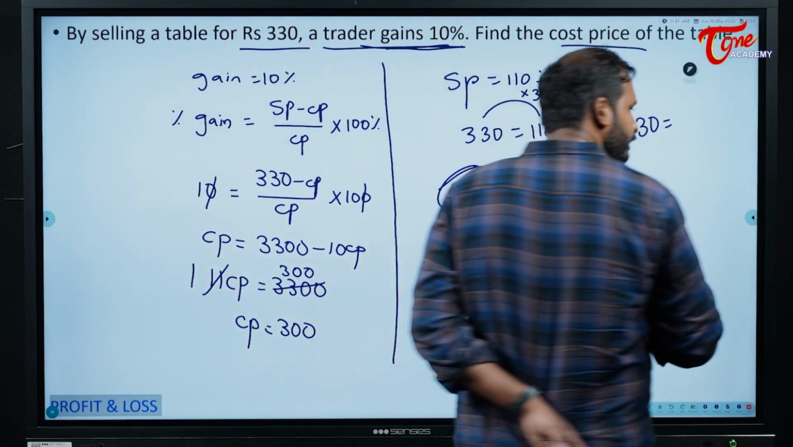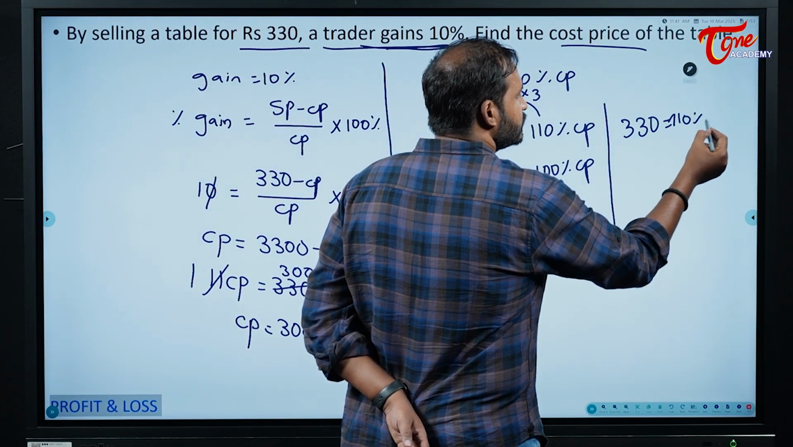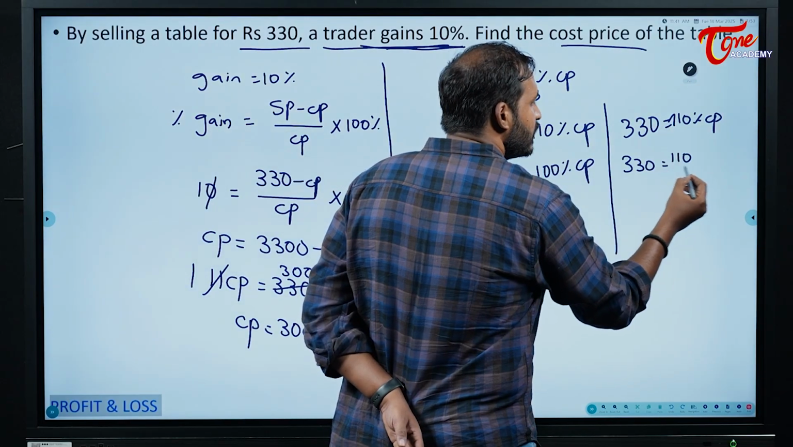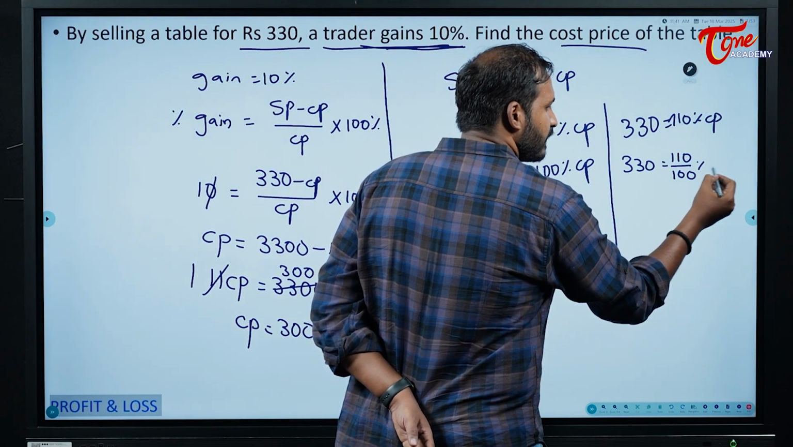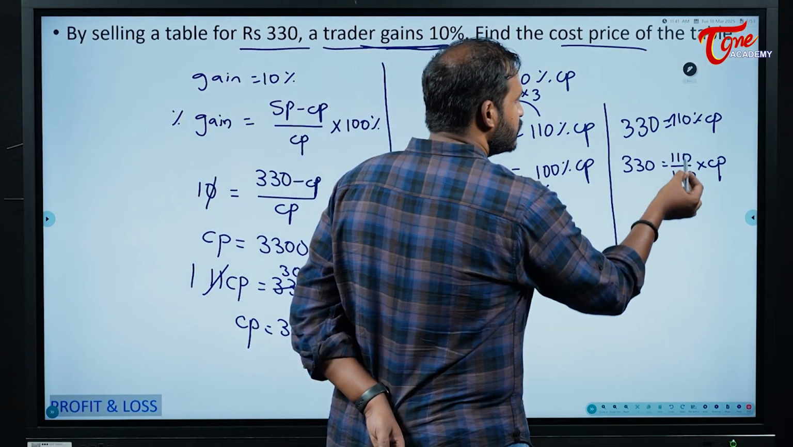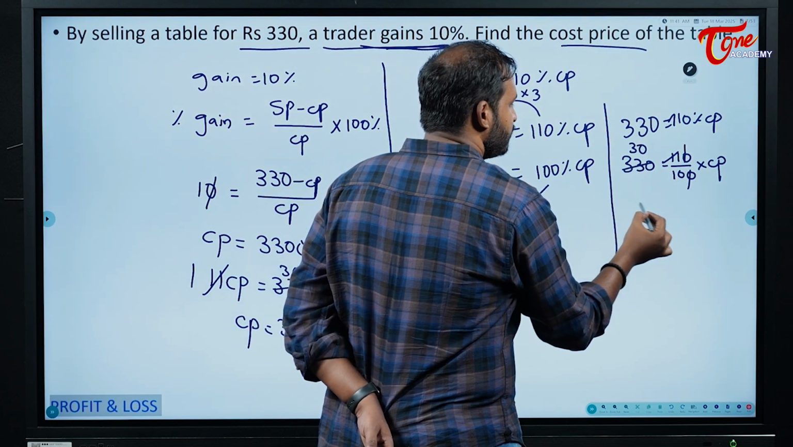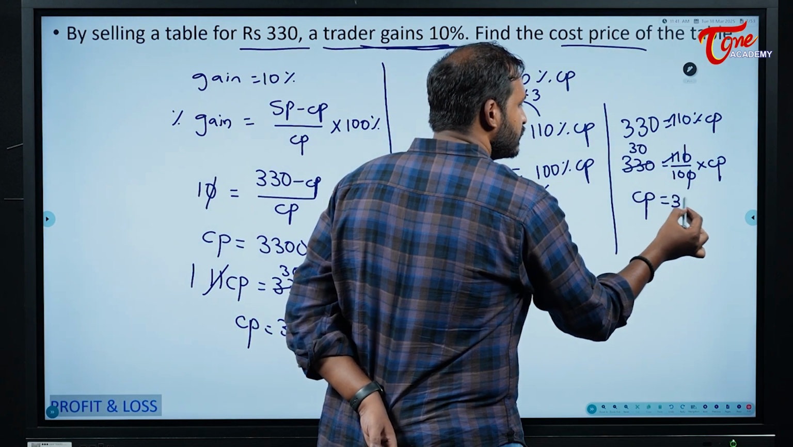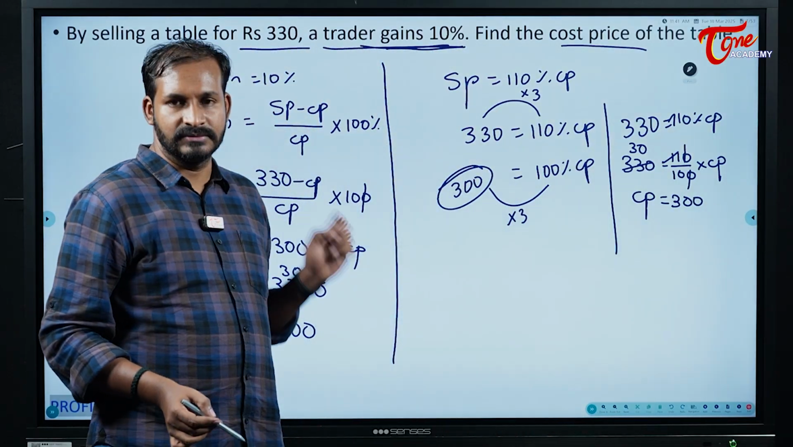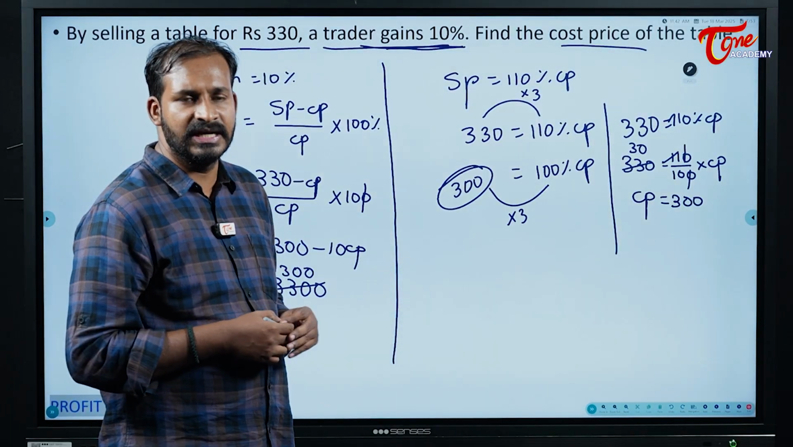330 is equal to 110% of CP, right? So what can I write? 330 is equal to 110 by 100 into CP. That means I am converting this into a fraction. That's it, nothing more than that. Now the zeros cancel, 11 ones 11, 11 threes 33, and CP will become 300. So in any way you can get the answer, but my suggestion is to go with this one. If you once understand this, later we can calculate things very easily and effectively.